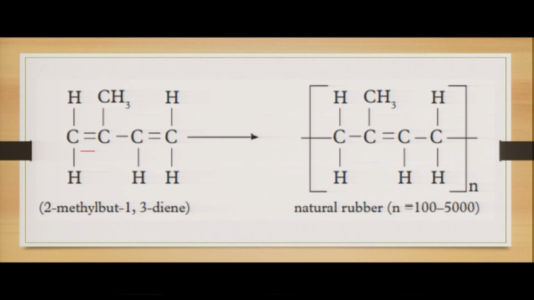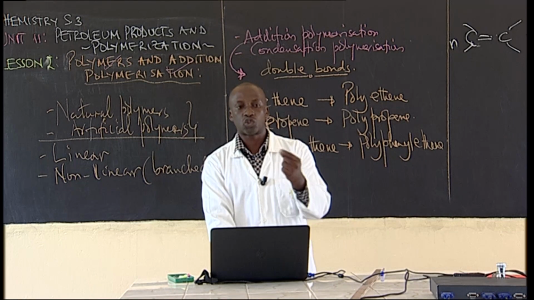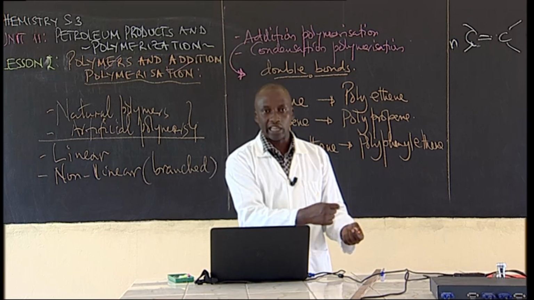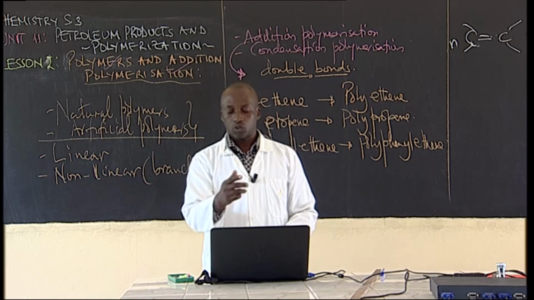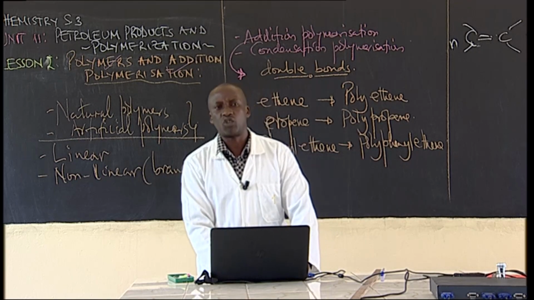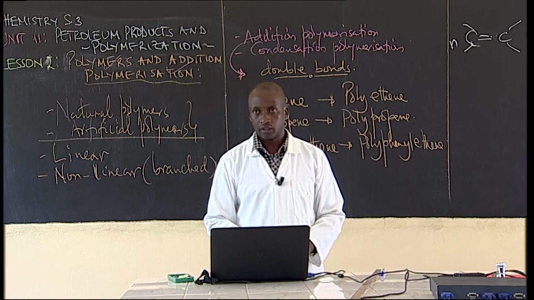So the natural rubber, the one used for making car tires, the soles of shoes, and even the erasers on your pencils, contains 100 to 5,000 molecules of the rubber.